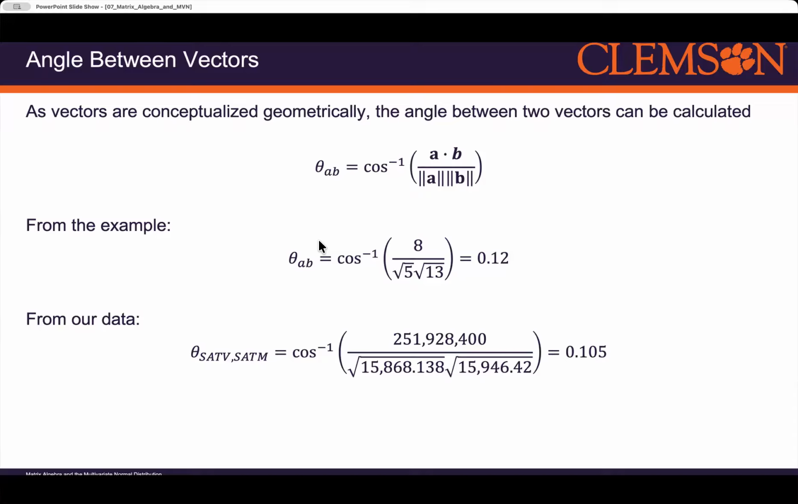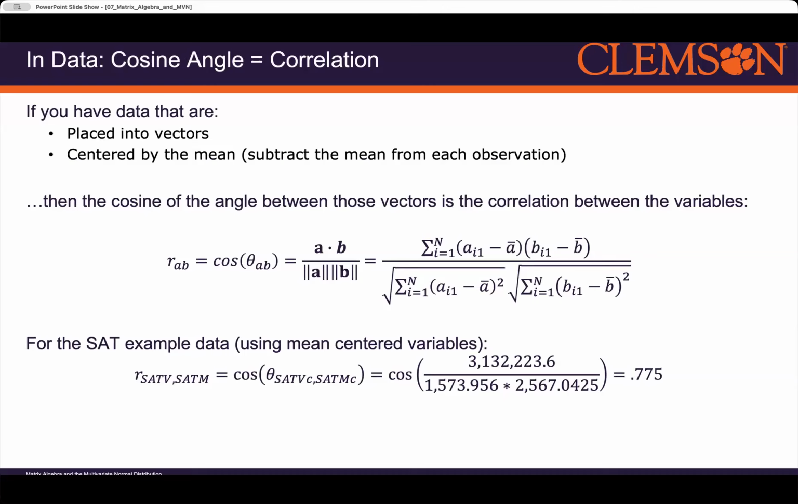So the angle between vectors A and B happens to be 0.12. Now this is in, I believe, degrees. And then from our data itself, if we were to look at the angle between SAT verbal and SAT math, it'd be 0.105. And right now that doesn't have much meaning, but we can actually see that the cosine of the angle between these two vectors is actually the correlation, right?